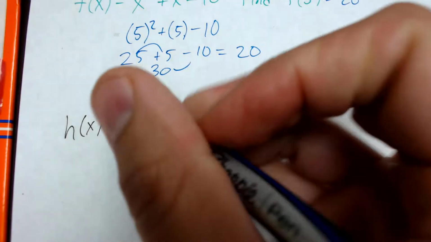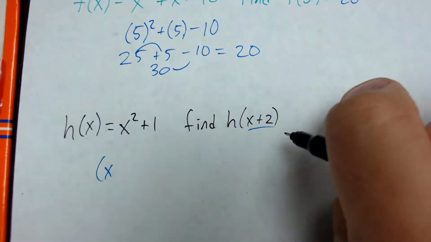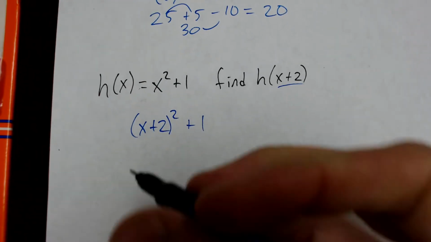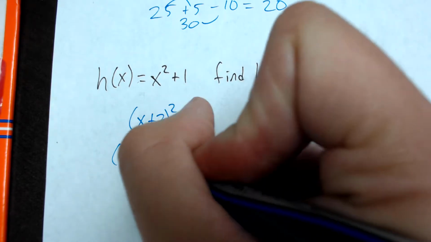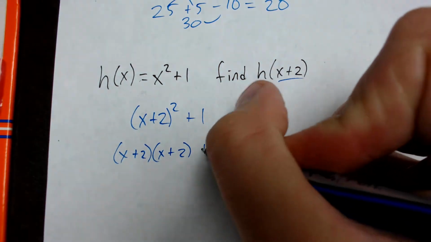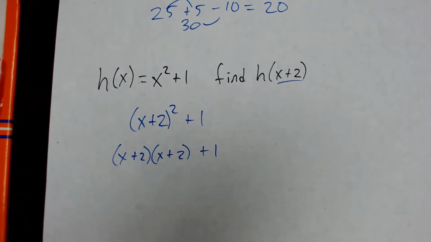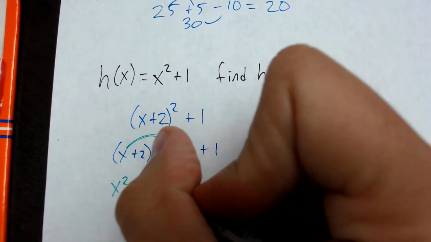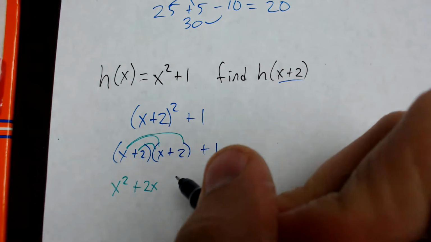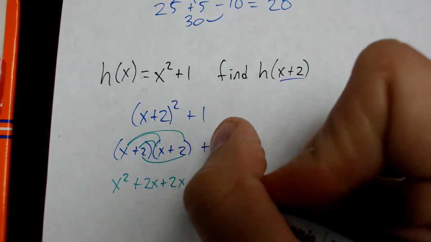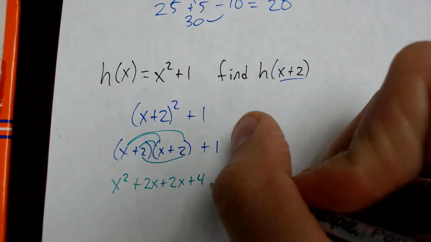So let's rewrite this. Instead of x squared, I'm going to put x plus 2 squared and then plus 1. So to solve this, I have to rewrite x plus 2 squared into 2 parentheses. Don't forget the plus 1 at the end. And then I have to FOIL. So first times the first gives me x squared. Outside times the outside gives me plus 2x. Inside times the inside gives me another plus 2x. And then the last times the last, or 2 times 2, gives me plus 4. And then I have plus 1 at the end.